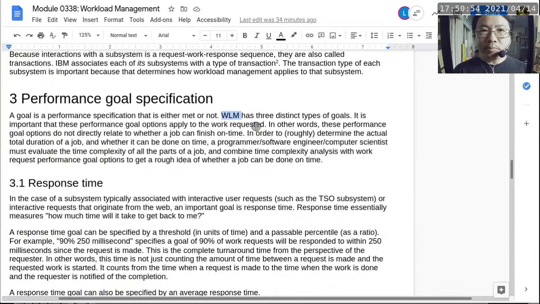Okay. So these performance goal options, basically they are ways to specify performance goals, and they do not directly relate to whether a job is finished or can finish on time or not. So this is really important, because what we are doing is just trying to specify a certain aspect of performance. We cannot specify that a particular job needs to be done in 3 minutes and have the system guarantee the completion time to be 3 minutes. There's no way to specify that.